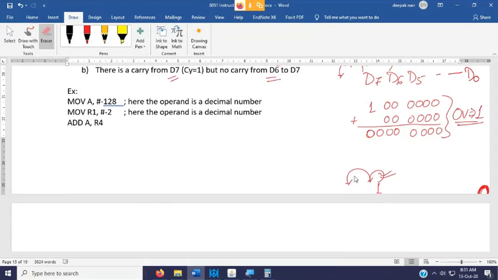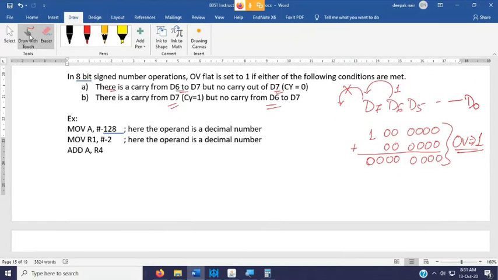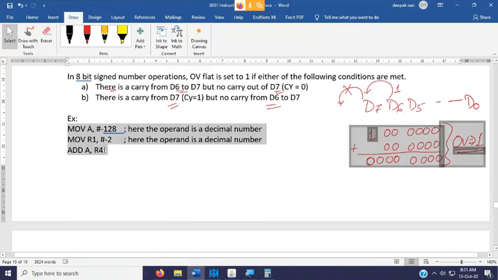Now, okay, let us take an example. Now in this example there is something important to see here.